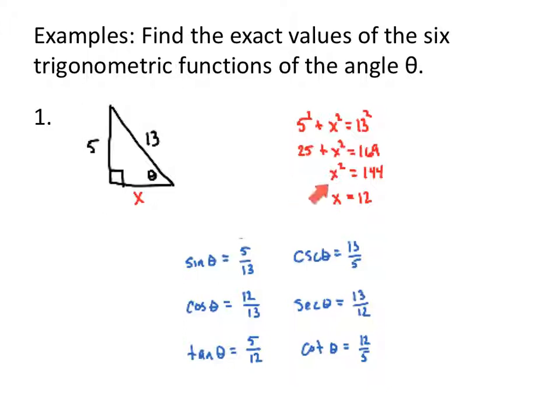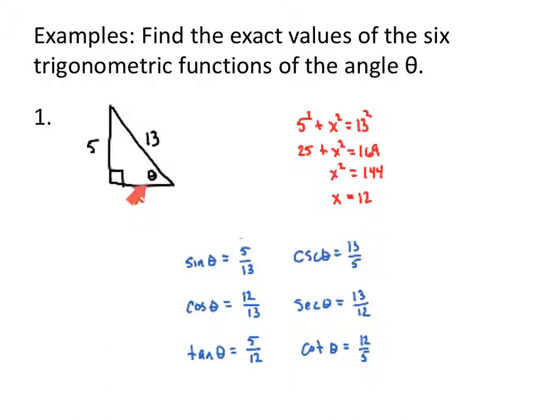Now, normally when we take a square root, we have to consider both plus and minus. But this is a physical triangle. It is not going to have a length of negative 12. We don't need direction in this. So it's just the principal square root as we're solving.